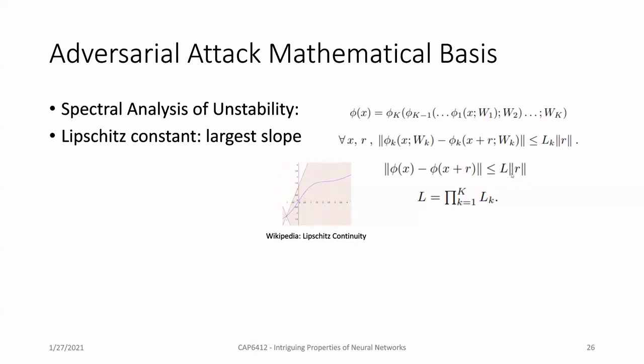If you move this R to the left-hand side, we get the difference in the response of the function divided by the difference in the input, which is basically the slope between point X and point X plus R, which is always bounded by this constant L. So we get this really nice cone sort of thing.